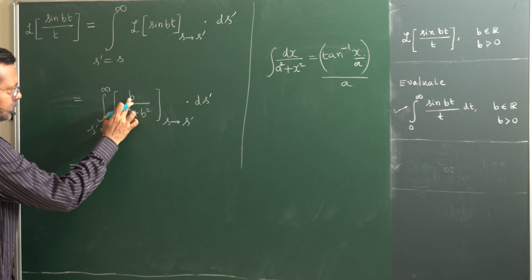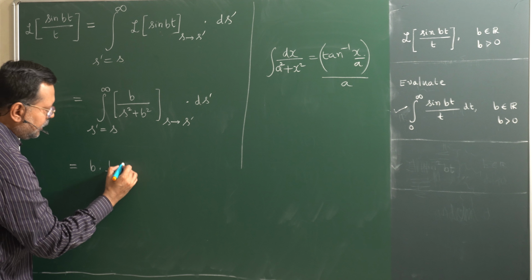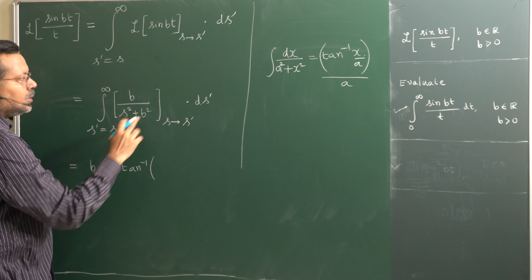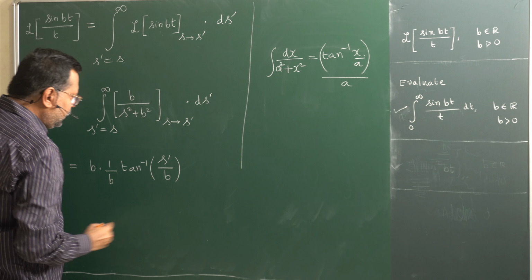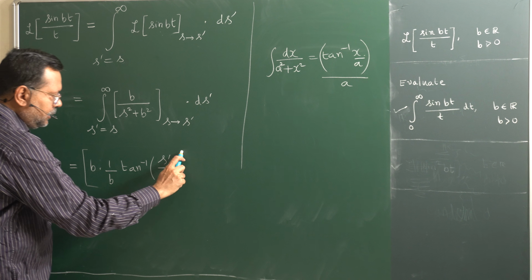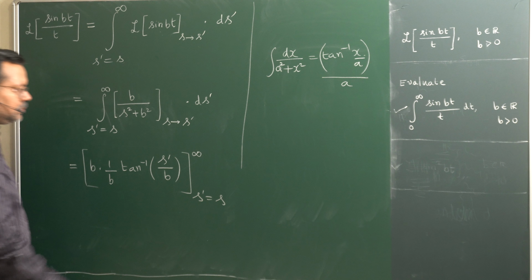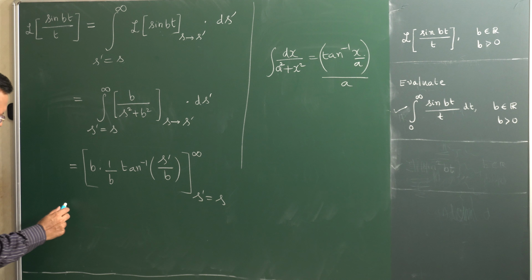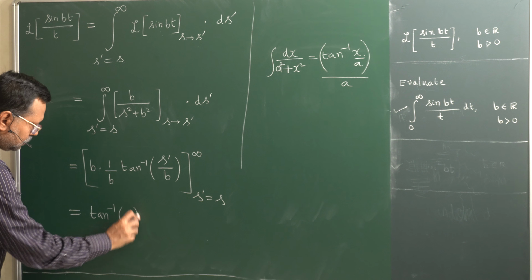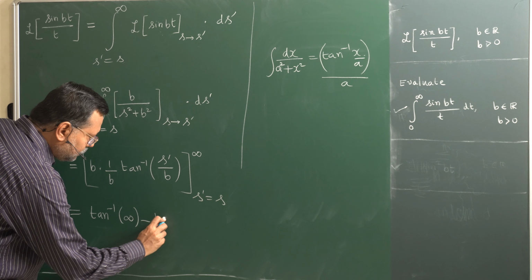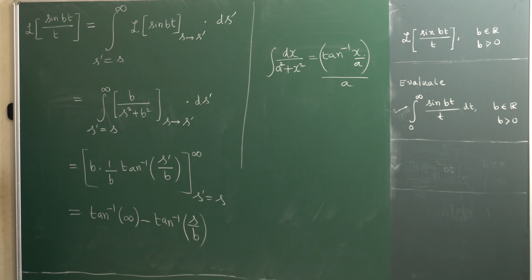So now we can write that this b has come out. Then I will be writing 1 by b, and this is tan inverse of x by a, so I will be writing s prime by b. And that's all, the integration is completed. We are going to substitute s prime equal to s to infinity, and the 1 by b cancels with the b outside. Which is nothing but tan inverse infinity minus tan inverse of s by b. So this is your answer.